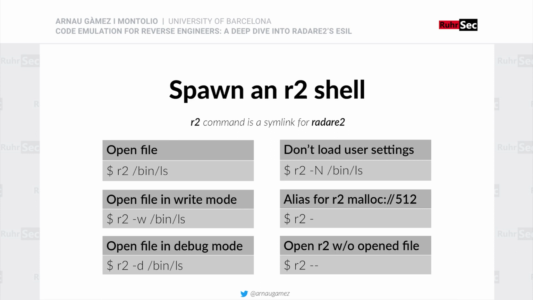Then if we want to debug the file, we will just call it with the -d flag. It will spawn a process and attach to it, and will expose all the functionalities needed for debugging. Finally, we have here a few more ways of opening a shell: one not parsing user settings in case there are some defaults, and another two options for just spawning a shell without attaching to any particular file.